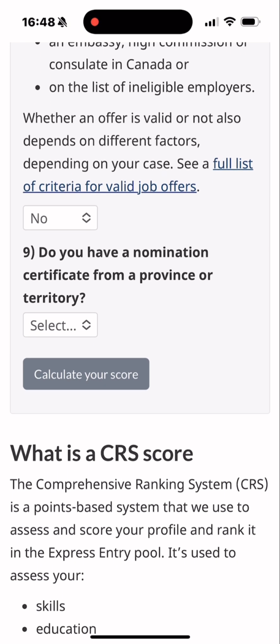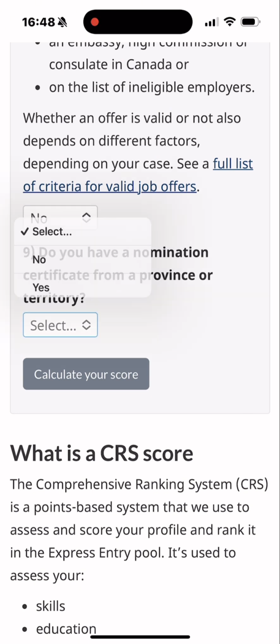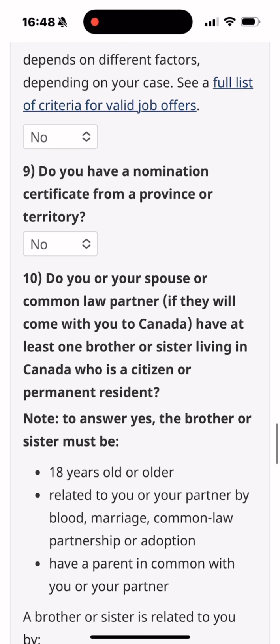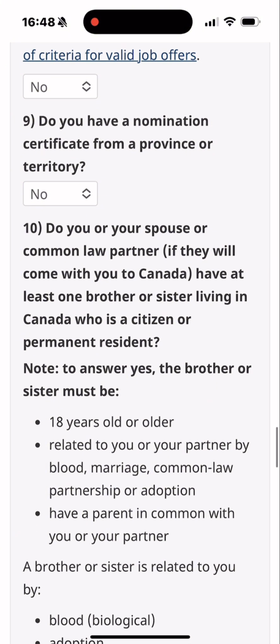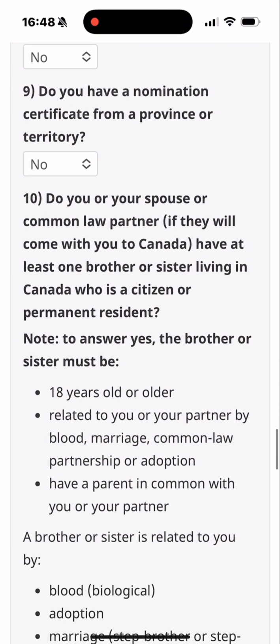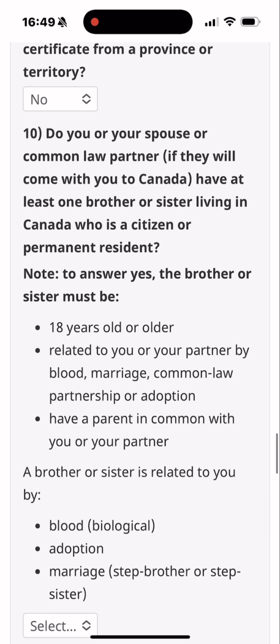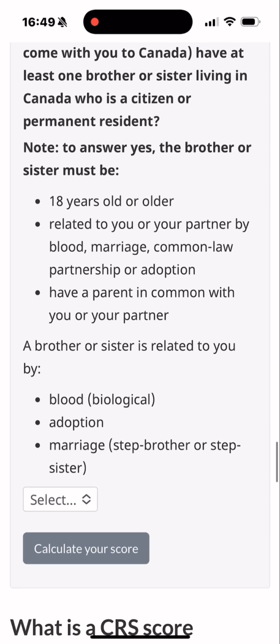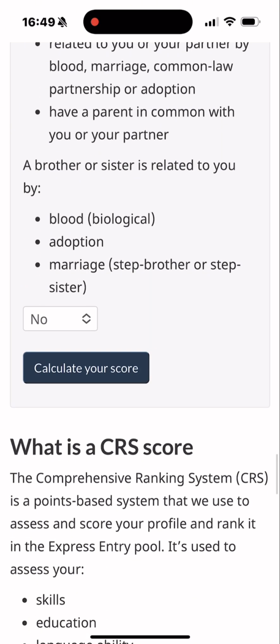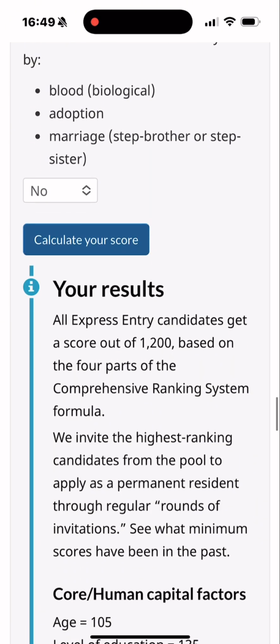Do you have a nomination certificate from a province or territory? Usually if you have a nomination certificate from a province, it gives you higher points. But in this scenario, I put no, because a lot of people usually don't have one. Then the last question, I think, is, do you or your spouse or common law partner, if they'll come with you to Canada, have at least one brother or sister? Are they 18 years or older? Are they related to you or your partner? In this case, I just put no, and I'll click on calculate your score.